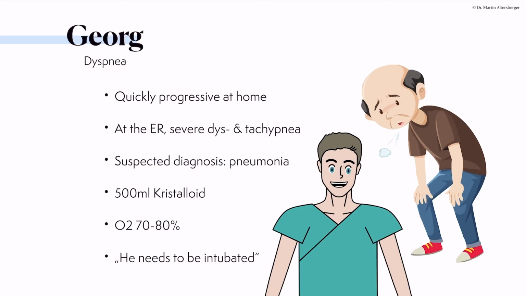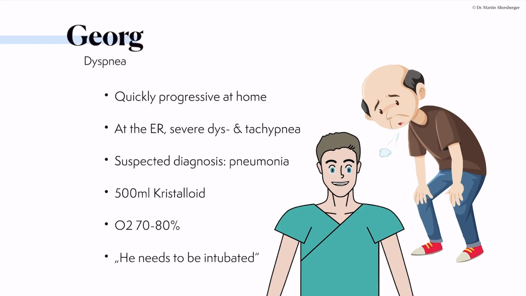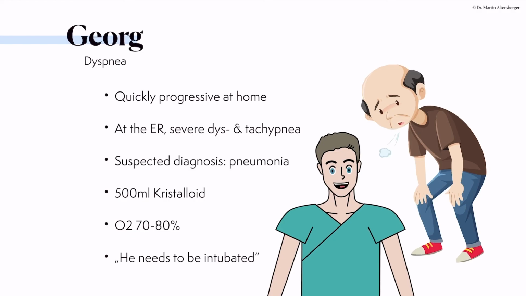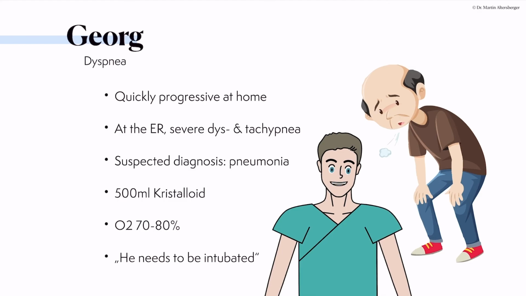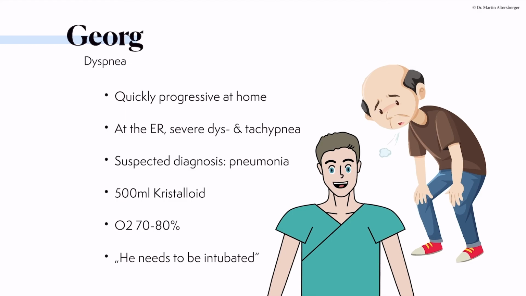The first patient we are discussing is George. George presents to the emergency department with severe dyspnea. It was relatively quickly progressive at home. He is in the ER. He moves to the intermediate care unit where I see the patient first, and initially the patient has severe dyspnea and tachypnea.